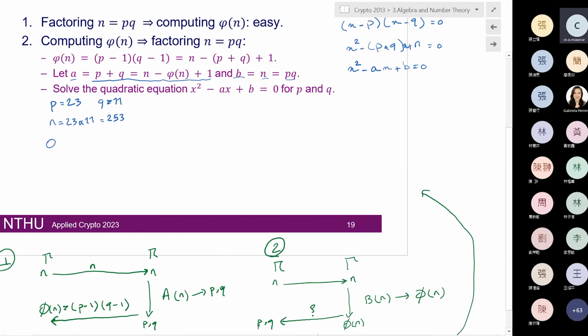And if you compute phi n based on the equation, it is (p minus 1) times (q minus 1). So it's going to be 22 times 10, which is 220. Okay.